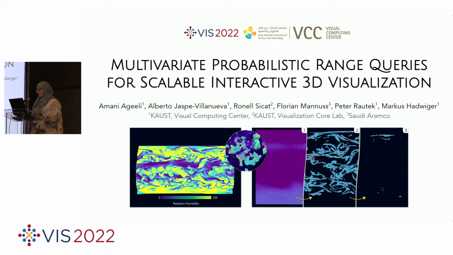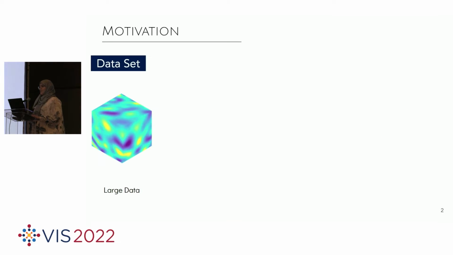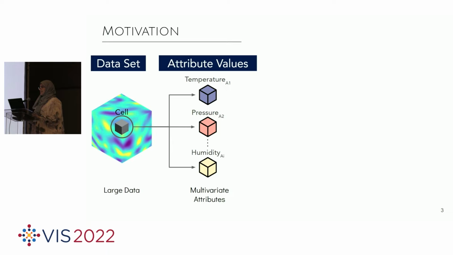Thank you for the introduction. Welcome everyone. I am Amani Ageli, a PhD student from KAUST, and I'm presenting multivariate probabilistic range queries for scalable interactive 3D visualization. In this work, we are addressing the issue of filtering large data sets, such as meteorological data sets, where each cell has multiple attributes, such as temperature, pressure, and humidity.